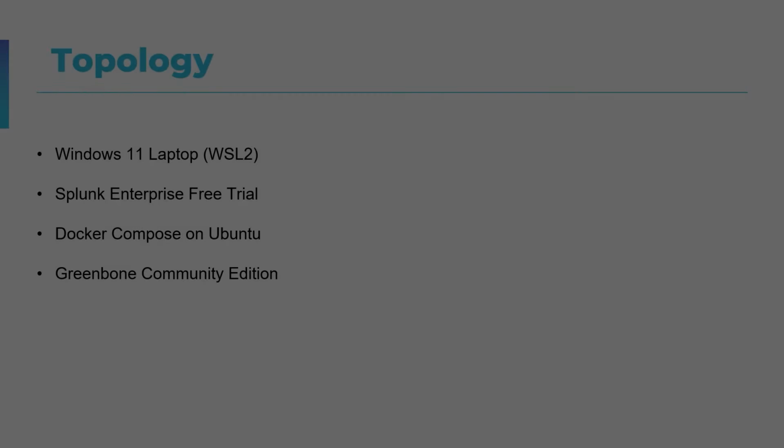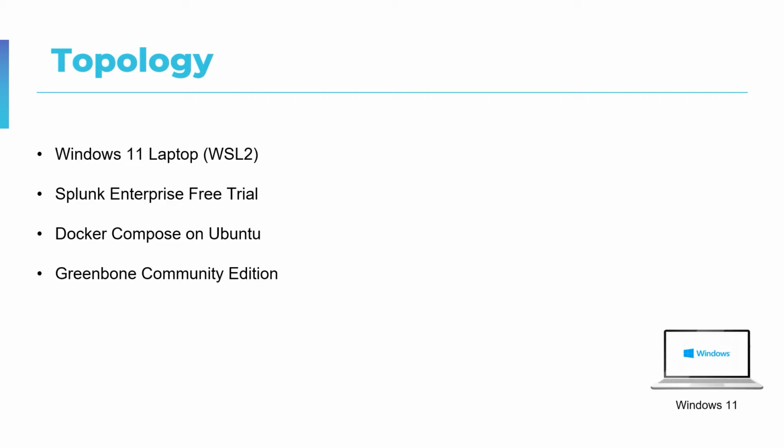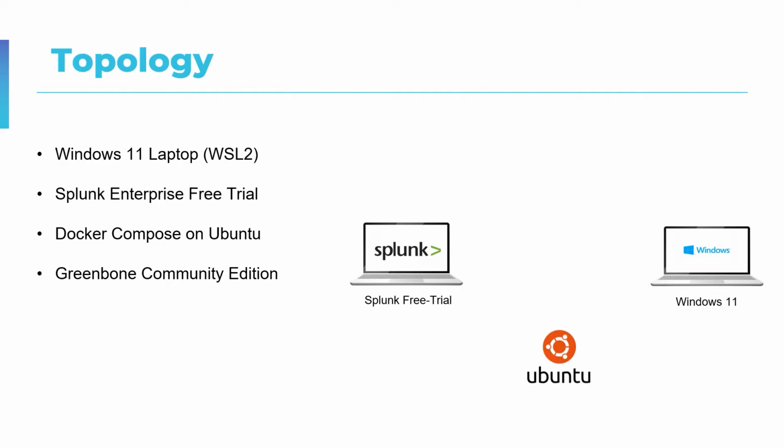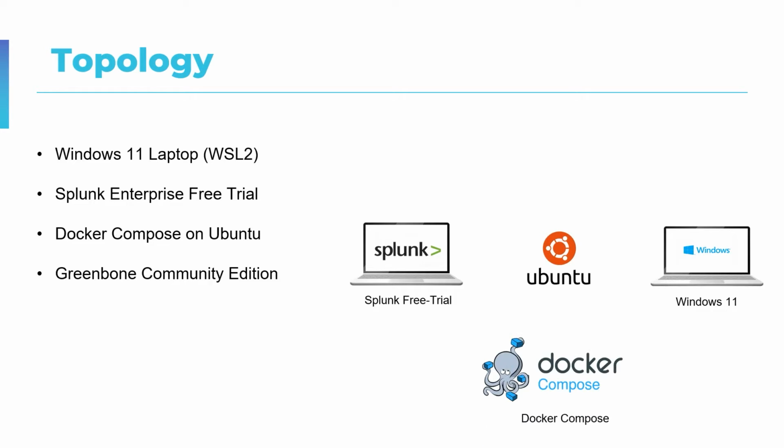So next, let's talk a little bit about my topology. I am using a Windows 11 laptop, and on that Windows 11 laptop, I have the Splunk Enterprise free trial version installed. I'm also using on the same laptop Ubuntu 20.04 because I'm running the Windows Subsystem for Linux. And on that Ubuntu virtual machine, I have Docker Compose installed. And on Docker Compose, I am running the Greenbone Vulnerability Management Platform Community Edition.